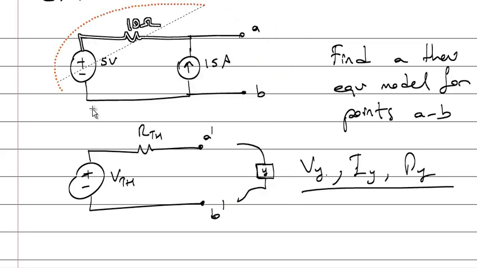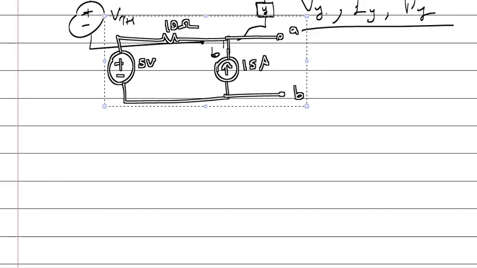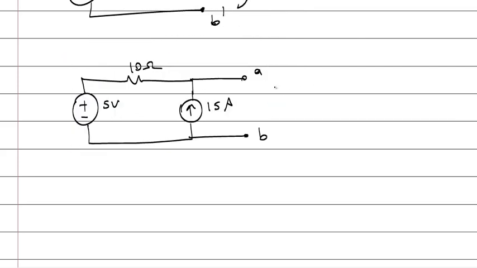This is component Y. This is my circuit, and I need to calculate two values. One, Thevenin voltage. Thevenin voltage is the voltage between points A and B. What's that voltage? I can calculate that voltage applying a KVL. What's the voltage of the current source? It's equal to VAB. Actually VAB is the voltage of the current source.